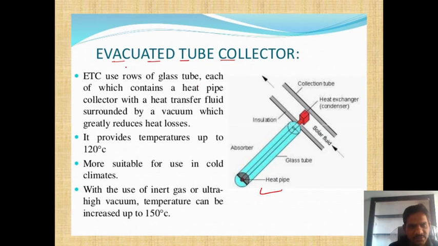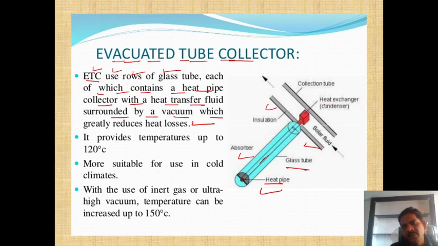So let's discuss here. Evacuated tube collector, ETC, means nothing but the evacuated tube collectors. They use rows of glass tubes, each of which contains a heat pipe collector with a heat transfer fluid surrounded by a vacuum, which greatly reduces the heat loss. Yes or no? Yes, this is the glass tube. There is this heat pipe. If you consider the observer is this one, there is an insulation there. Okay, and this is the collection of tubes.